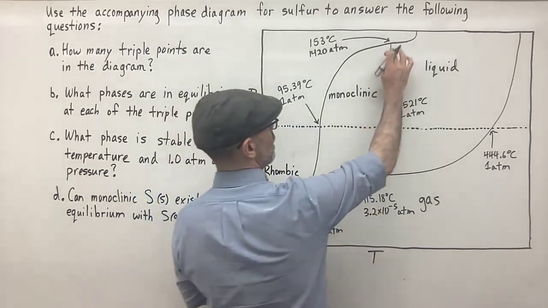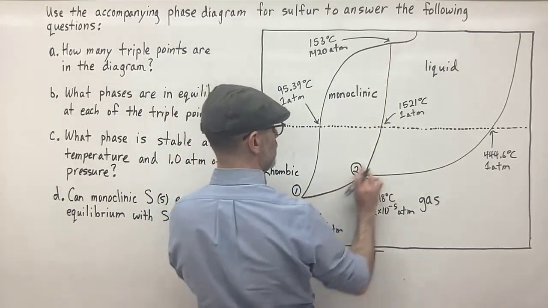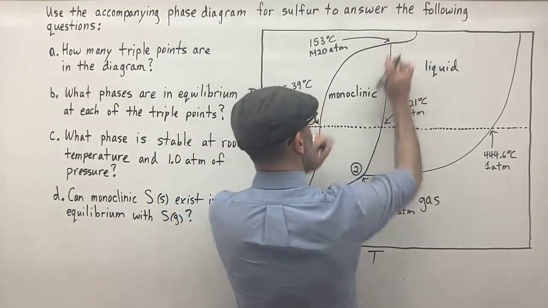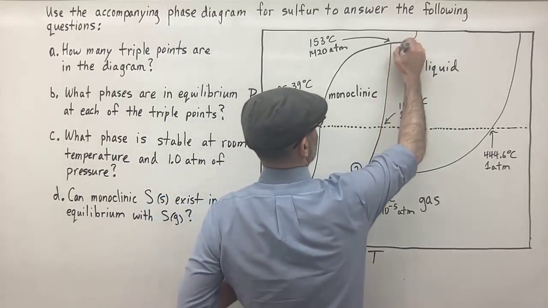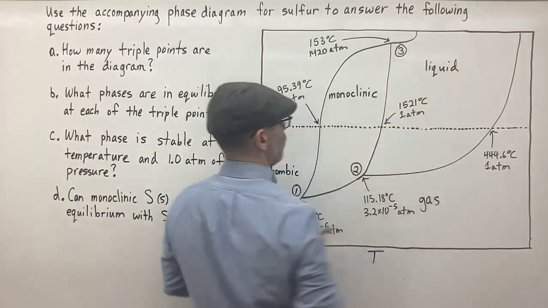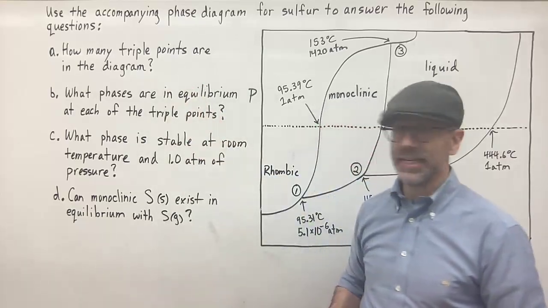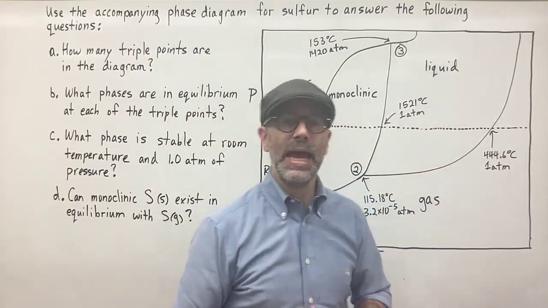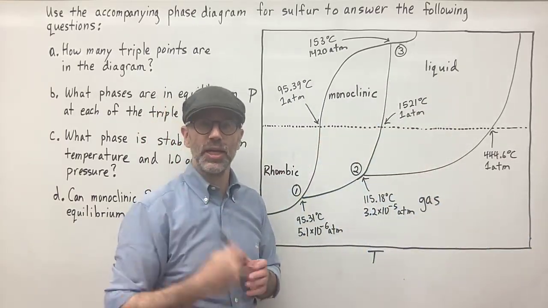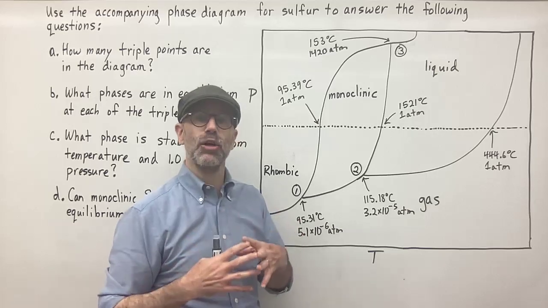And as I said, we meet up here. These two lines meet again up there. So we'll call this a third triple point. So that answers the first question. How many triple points are in the diagram? That's 3. And this is where the three phases are in equilibrium together.